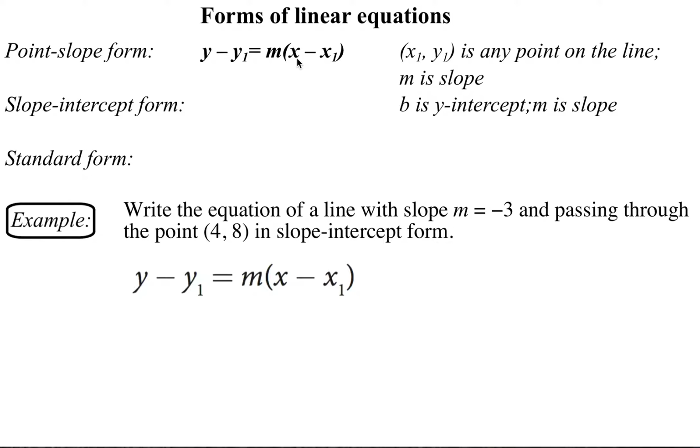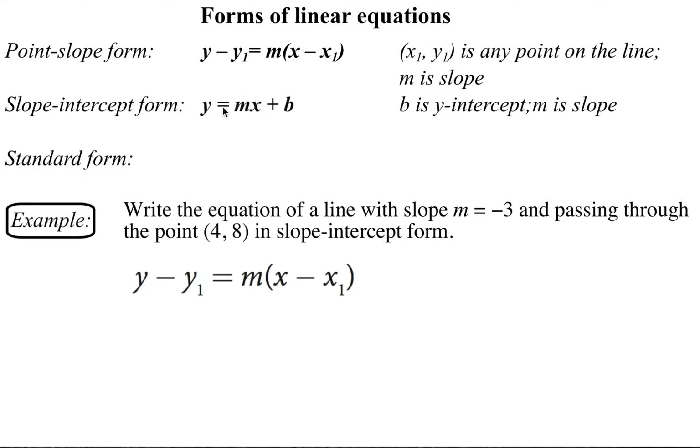So that's probably the most common mistake students make, is they don't understand the difference between the y variable and the y1, which is actually a coordinate of a point. So you need the slope and you need a point, which is why it's called the point-slope form.